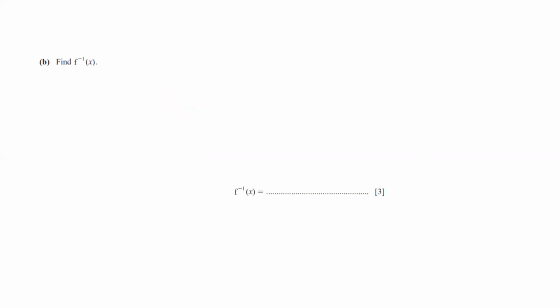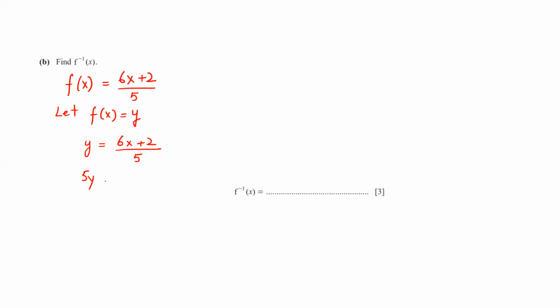Okay, next question, part B. It says find f inverse of x. So f of x, we have (6x plus 2) over 5. Let f of x be equal to y. So y equals (6x plus 2) over 5. So 5y minus 2 is equal to 6x. So x is equal to (5y minus 2) over 6. Okay, so now my value of x is this.